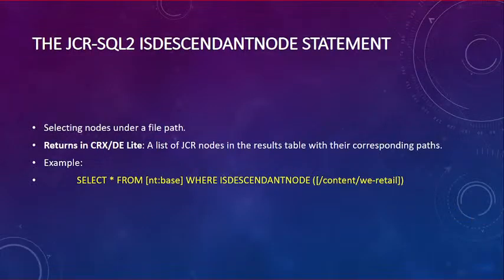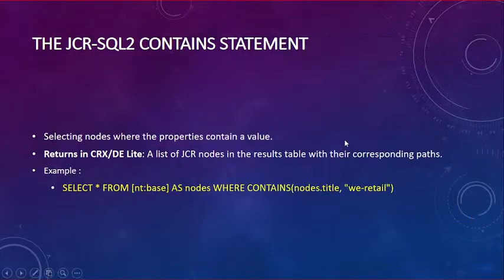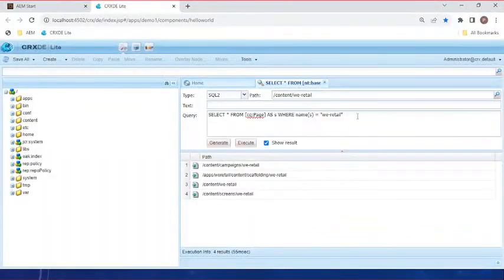After that, here we have is descendant node. We have already discussed, and here we have jcr:content. So inside this particular node, if we have one title property, and in this title property, do we have this vretail name? If it is so, then it will return true. Then it will return the result.